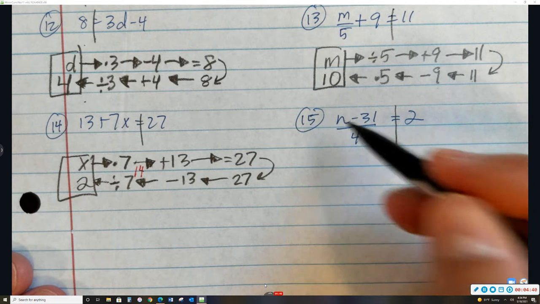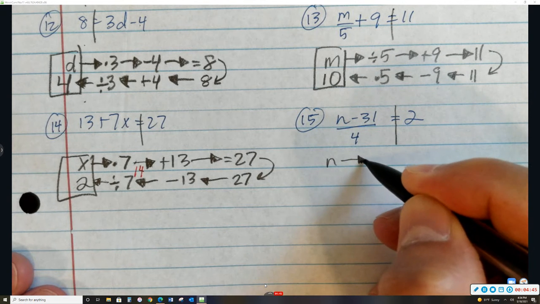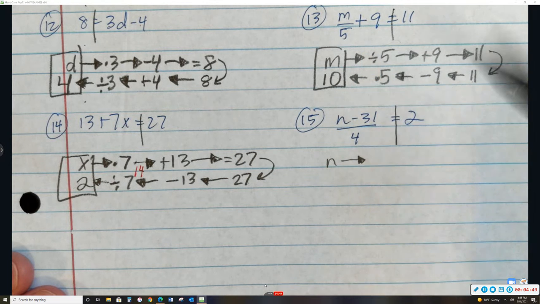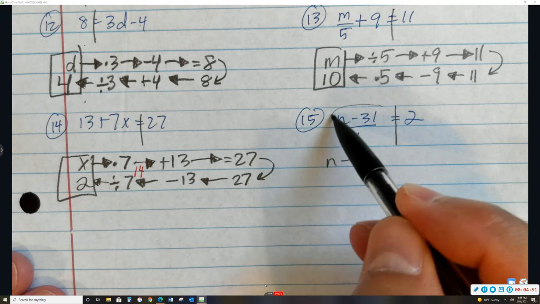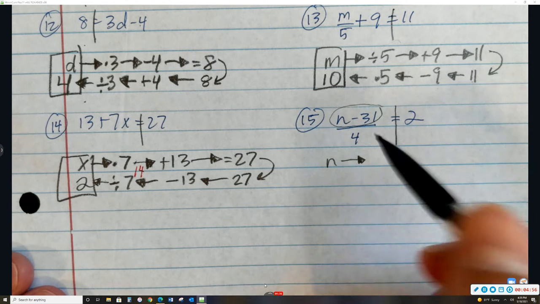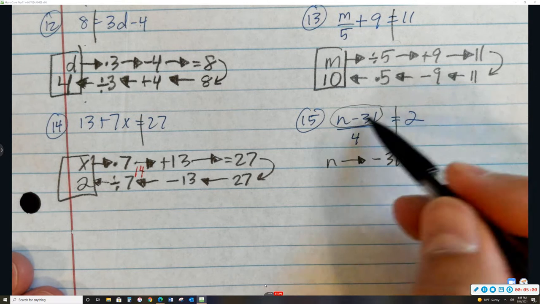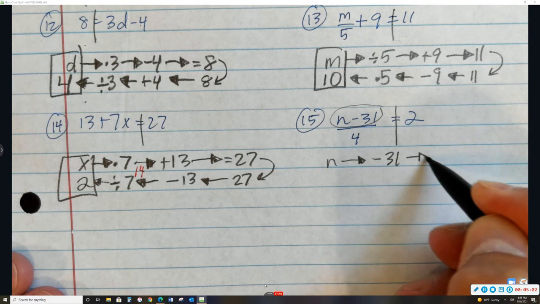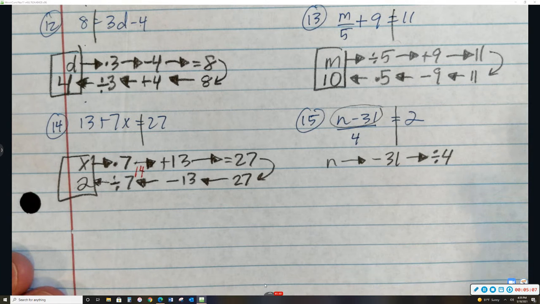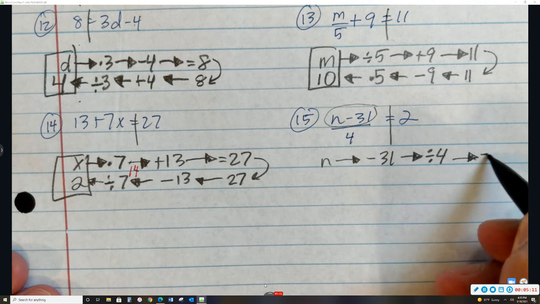So here's the letter, it's N, so I'm going to write N. And if you look at this one's slightly different than the division one up here. See, if you look, N is together in the numerator with that minus 31. So the next thing we do is minus 31. And then both of those is being divided by 4. Okay, and then all of that equals 2.